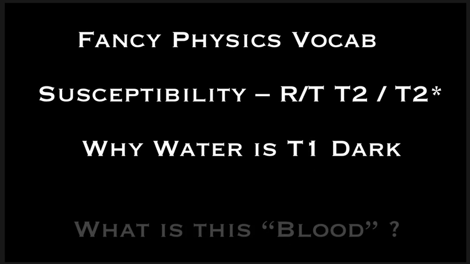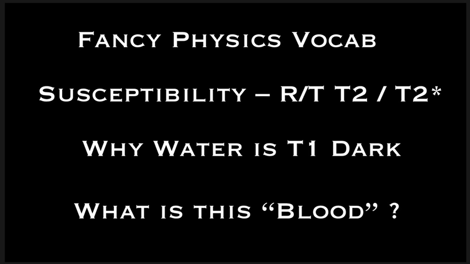All right. And to get there, we're going to have to review a couple of topics first. I'm going to introduce some fancy physics vocab words, and then we're going to go back in time and review what susceptibility is related to T2 and T2 star, why stuff is T1 dark. I'm going to use water as an example, and then we're going to talk about blood physiologically, and then we're going to go back through all of the different physics and tie it all together. And hopefully, it is my goal that you won't have to make baby noises or anything like that anymore, that you can actually understand it.